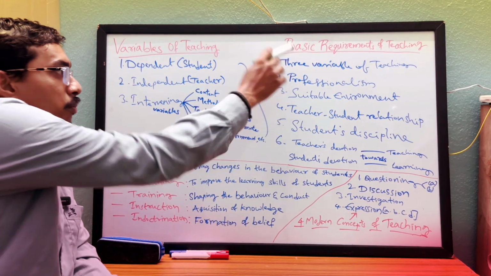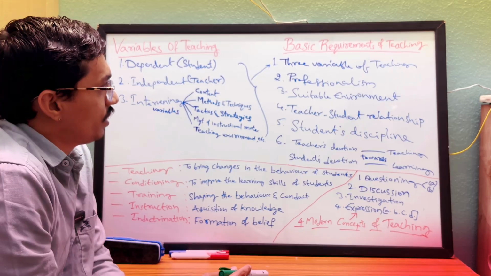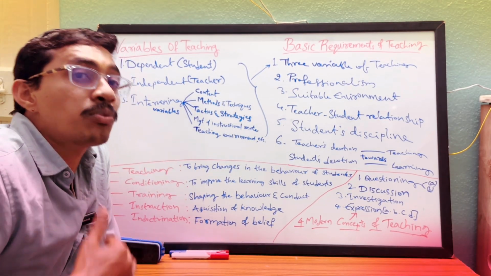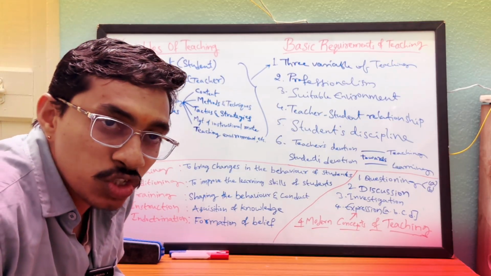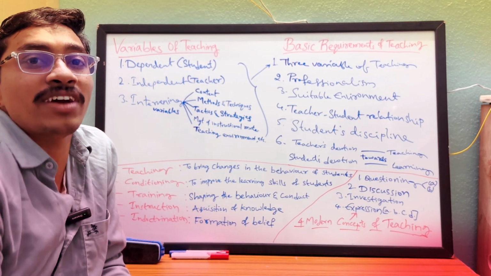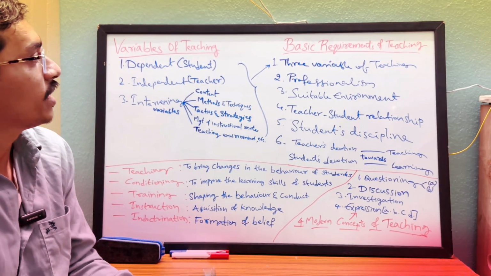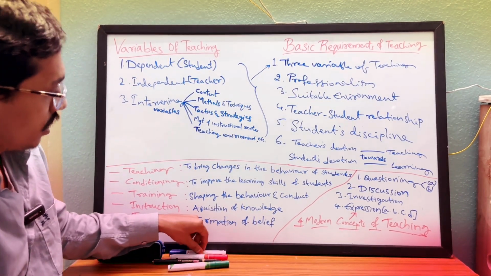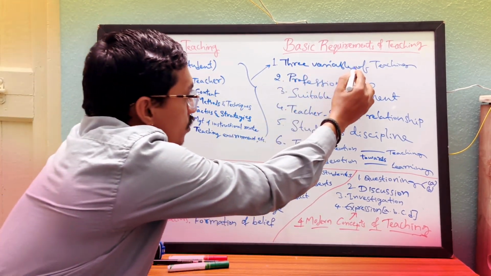Now moving here, basic requirements of teaching. In order for the teaching process to take place, in order for the teaching process to occur, what are the basic requirements? See, the first one is the three variables of teaching.